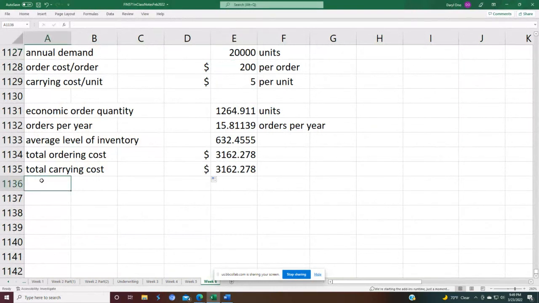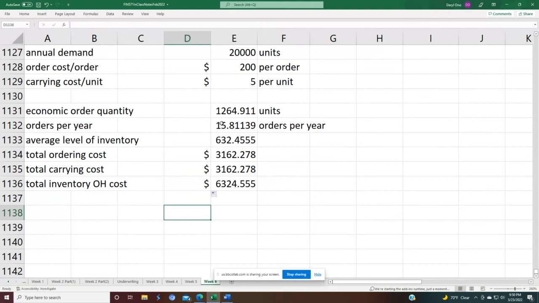So our total inventory cost, and this doesn't include, let me put it this way, the total inventory overhead cost, is 6324.555. Okay, and then finally, days between orders.